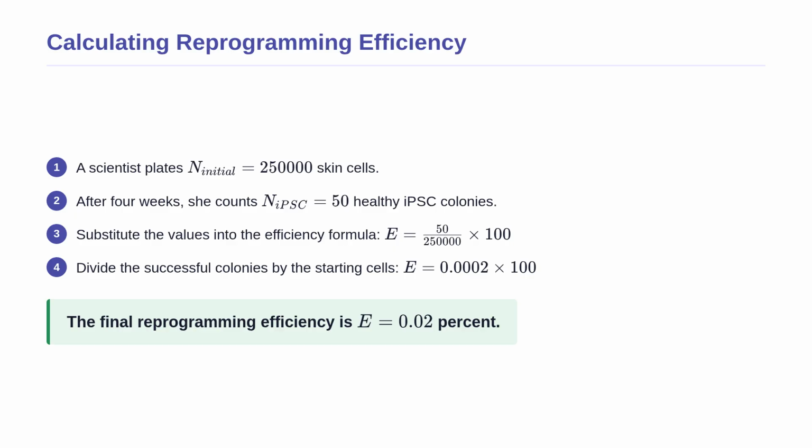We substitute 50 for our successful colonies in the numerator and 250,000 for our starting cells in the denominator. Dividing 50 by 250,000 gives us a raw decimal of 0.0002. Multiplying by 100 converts this to a percentage. The final efficiency is 0.02%. This physically means that out of every 10,000 skin cells, only 2 successfully transformed, highlighting how stressful and inefficient this process is.